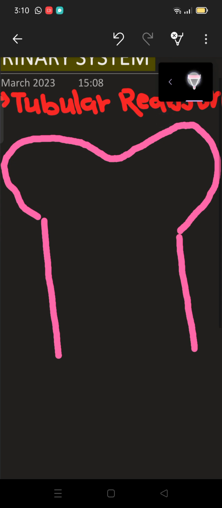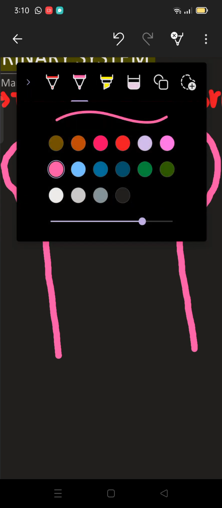Reabsorption will be done with the help of the PCT, that is the proximal convoluted tubule. Let me make the structure so that it is clearer to you. Firstly, I am going to make the Bowman's capsule. This is Bowman's capsule and this is PCT. I am going to make the cells of Bowman's capsule and PCT.